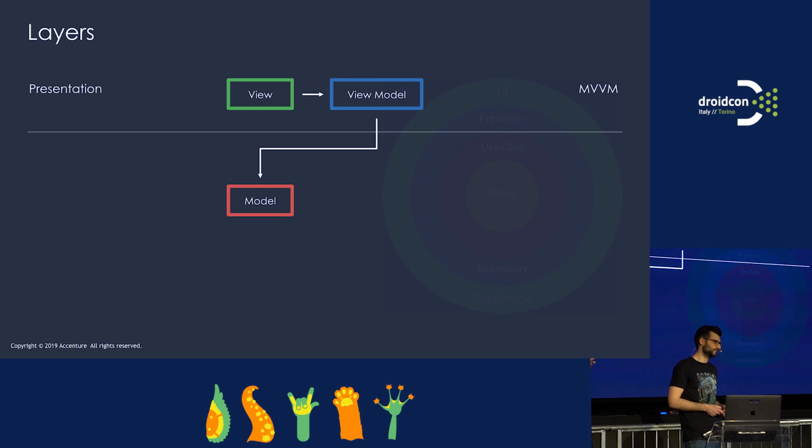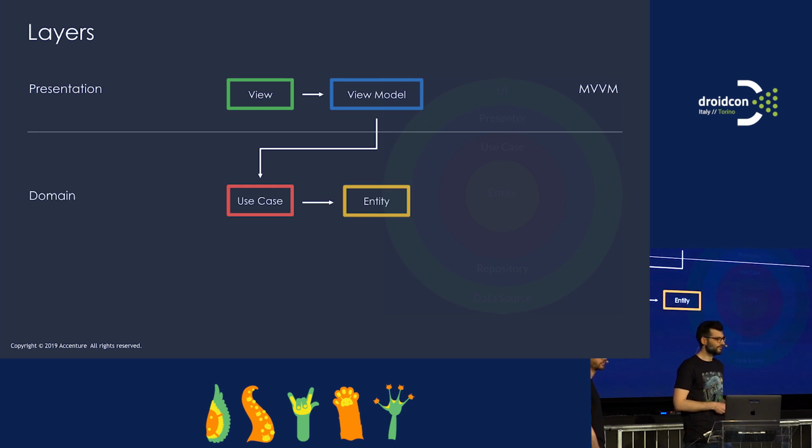But this is not an architecture. This is just a presentation layer. And the presentation layer is not alone. The model can be substituted with our use cases and entity, creating the domain layer. In this domain layer, we do most of our business logic. But also in this layer, we don't have access to real data.